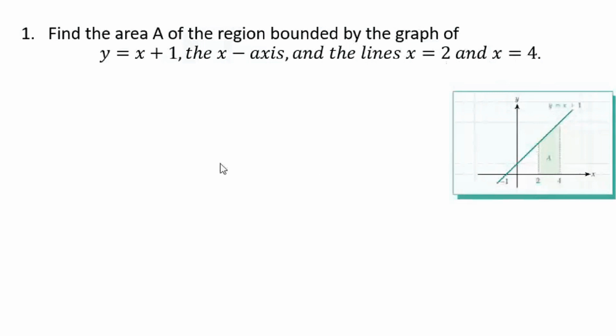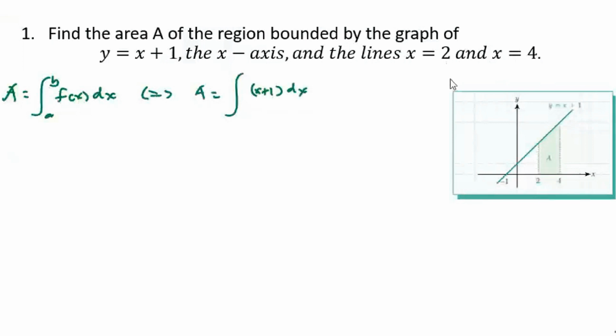Now, to find the area, we write the formula: A is equal to the integral of f of x dx evaluated from a to b. That will be equal to A equals the integral of f of x, meaning x plus 1, dx. The value of a now equals 2 and the value of b now equals 4. So this is now our working equation. Let us now find the integration for that.